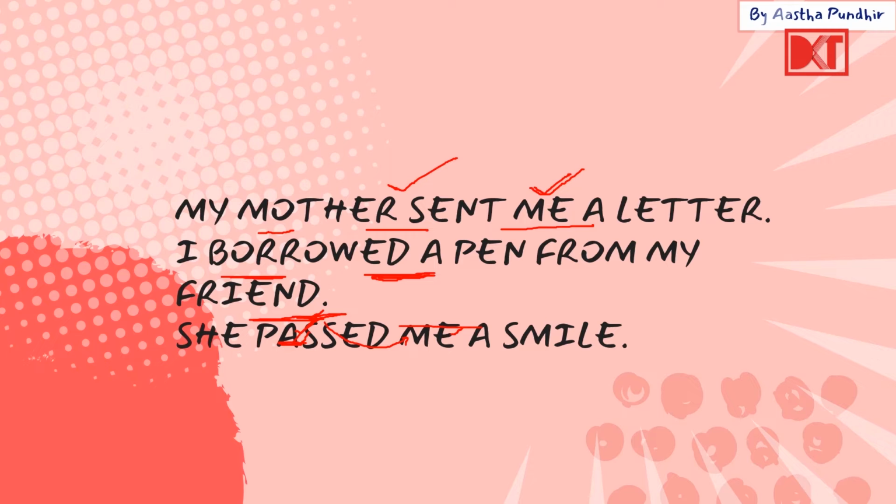Alright, so there is this simple tip and trick that you can remember to understand transitive verbs, that whenever you need to answer the question of what did the verb do, like what did the mother send, what did this person borrow, what did she pass. Okay, whenever you need an answer of what to complete the sentence, then that verb is a transitive verb. Alright, that's for the transitive verb.